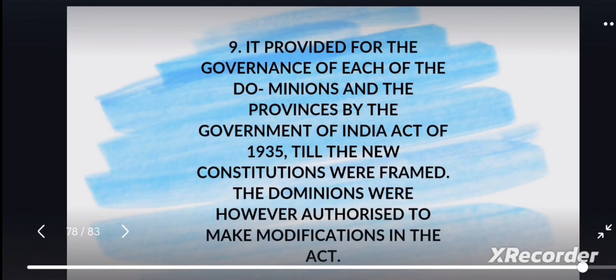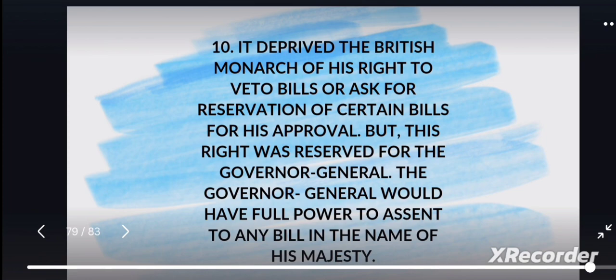It provided for the government of each of the dominions and the provinces by the Government of India Act 1935 till the new constitutions were framed. Dominions were, however, authorized to make modifications in the Act. It deprived the British monarchy of its right to veto bills or ask for reservation of certain bills for its approval, but this right was reserved for the Governor-General. The Governor-General would have full power to assent to any bill in the name of His Majesty.